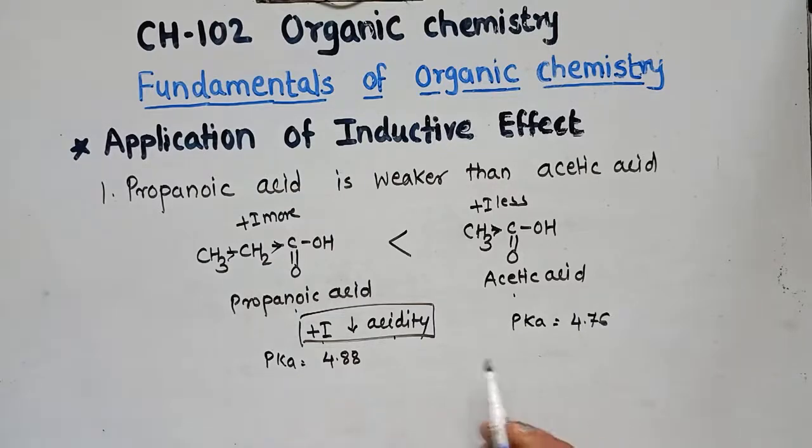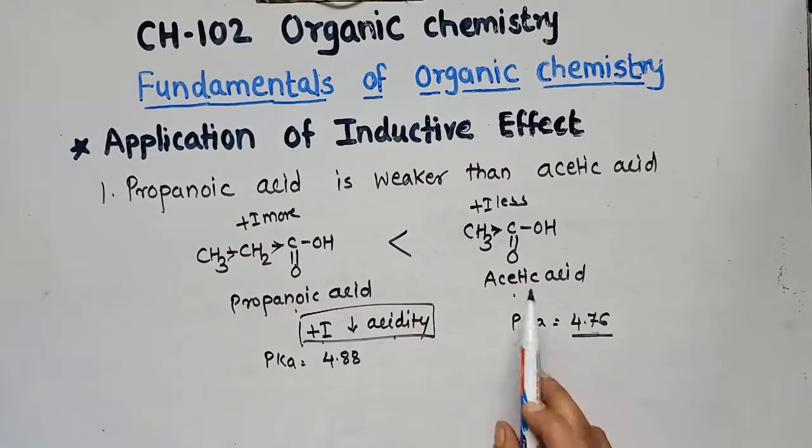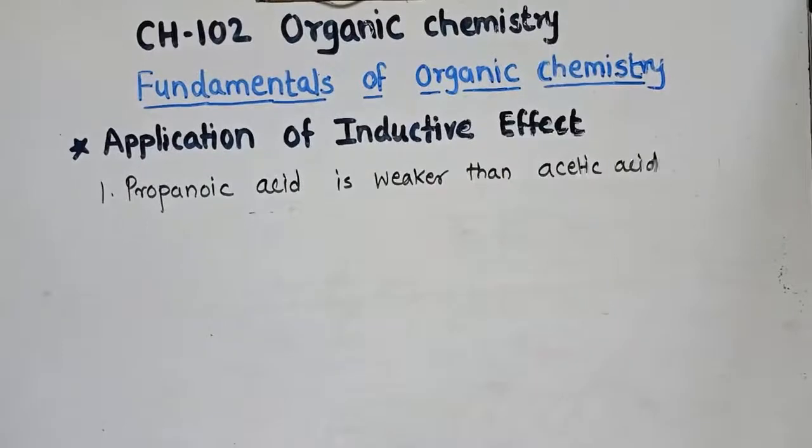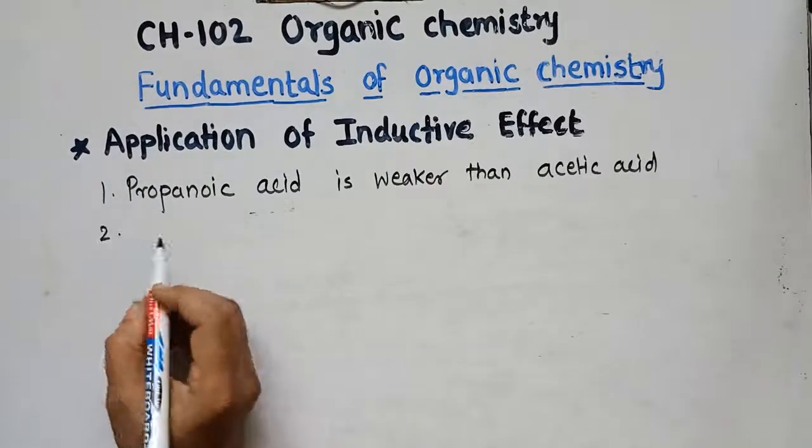In the previous part, we saw that pKa is inversely proportional to the strength of acid. Smaller the pKa, stronger is the acid. Hence out of these two, this one has the smaller value and this acid is the stronger acid than propanoic acid. It is clear, it is very simple. You have to remember this point also. This is the first application of the inductive effect. Then we see the second application.